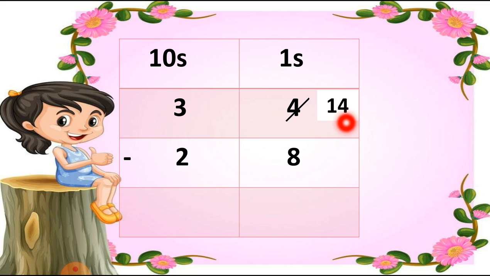Now this is the simple sum. You have to take away 8 from the 14. Just make 14 circles first and cut 8 circles from it. So how many circles are left? The answer is 6. 6 circles are left. If you cut 8 circles from the 14, the answer 6 will come. Now the ones column is complete.